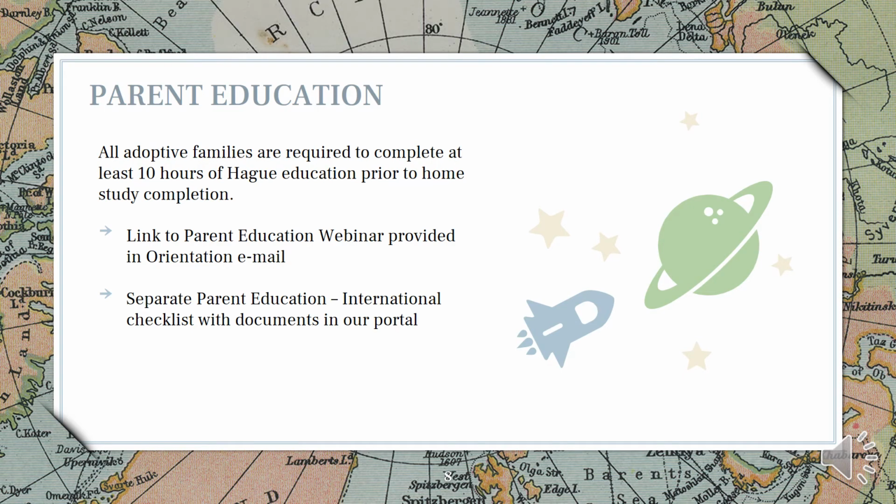When you received the orientation email and opened the portal, you had access to the orientation document checklist, as well as a separate checklist for international parent education documents. A link was provided to a webinar explaining Nightlight's parent education requirements. If you have not yet watched this, you must so that your parent education will not be delayed.